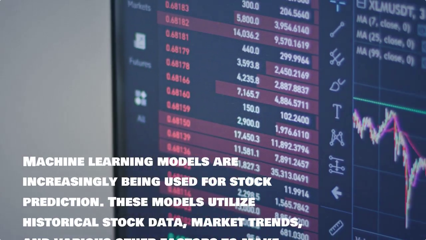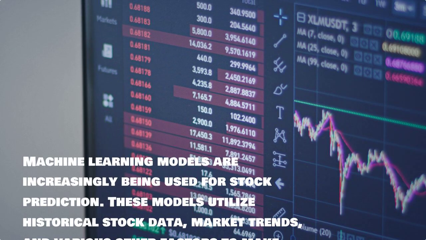Machine learning models are increasingly being used for stock prediction. These models utilize historical stock data, market trends, and various other factors to make predictions about future stock prices. They can help investors make informed decisions and improve their trading strategies.